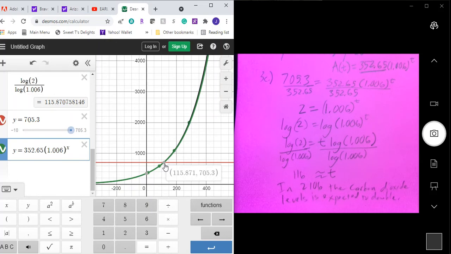And this is how you would do it graphically. You would set y equals to the double value, and then y equals to the equation, the rounded equation that you had. And then it will give you basically the same answer. Okay, so now that took care of problem number 3.